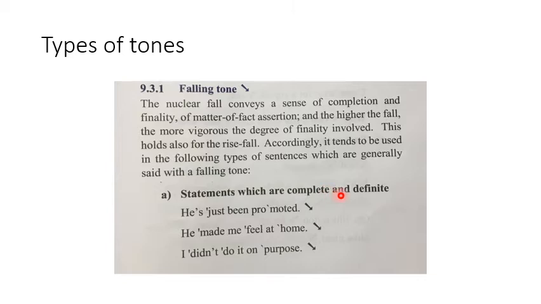Statements which are complete and definite. تمام؟ إذا جمل خبرية مكتملة ومؤكدة واضحة، بديش أكمل بعدها، خلص حكيت الجملة الخبرية وانتهيت من كلامي. زي جمل He's just been promoted. He made me feel at home. I didn't do it on purpose. إذا كل الجمل هدول فيها درجة من التأكيد completion، فيها درجة من الassertiveness أو الوضوح، وتعطيني معنى الانتهاء من الكلام. Falling tone في الستيتمنت.